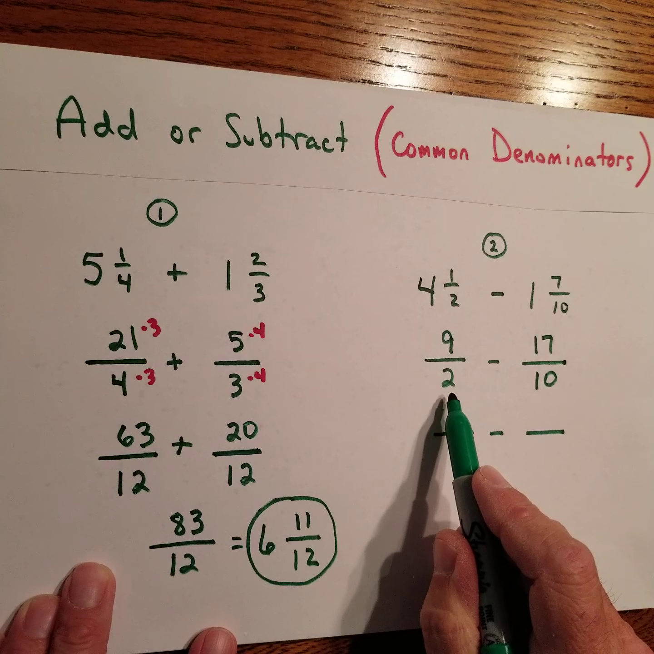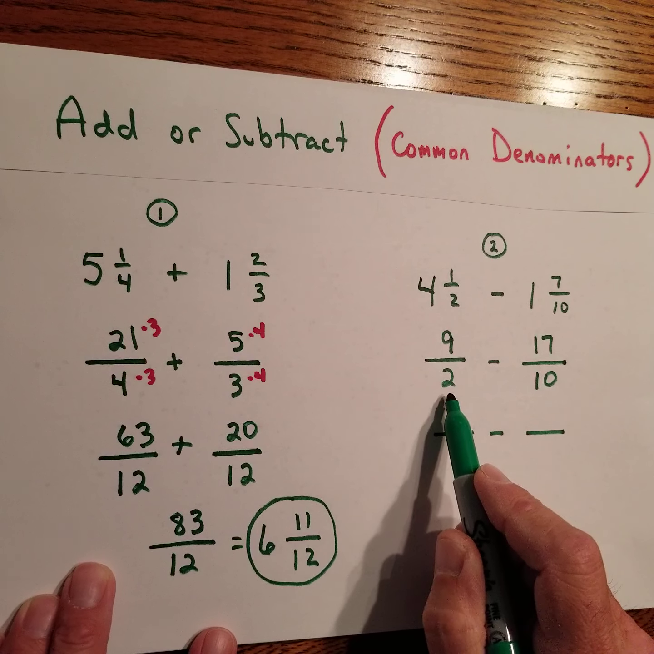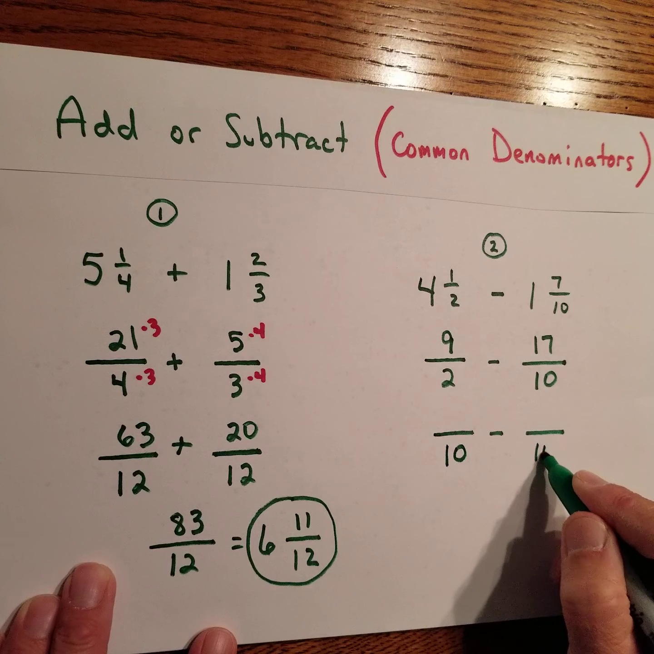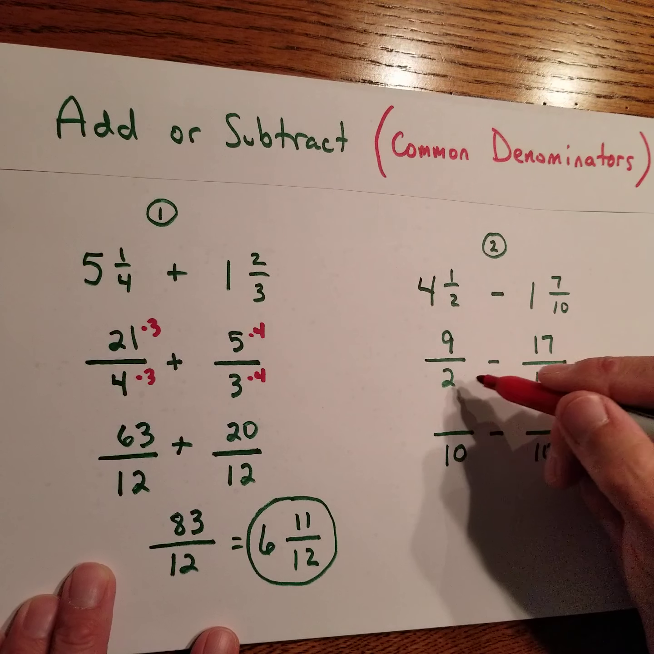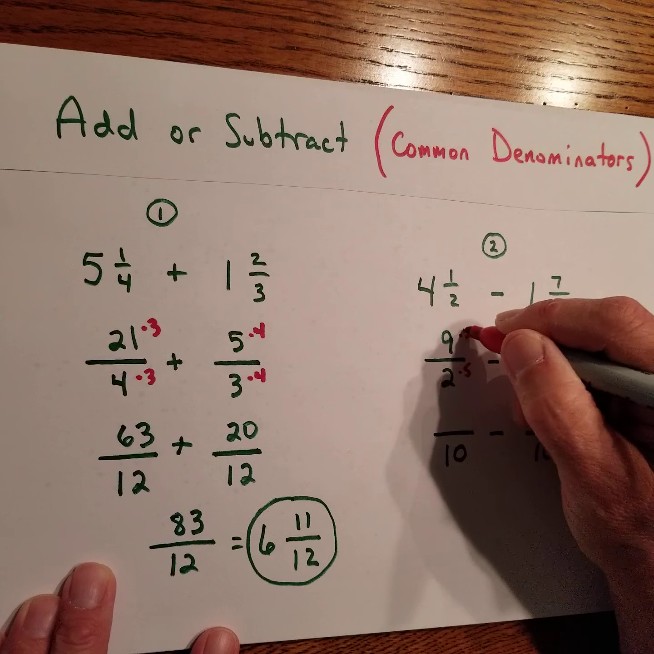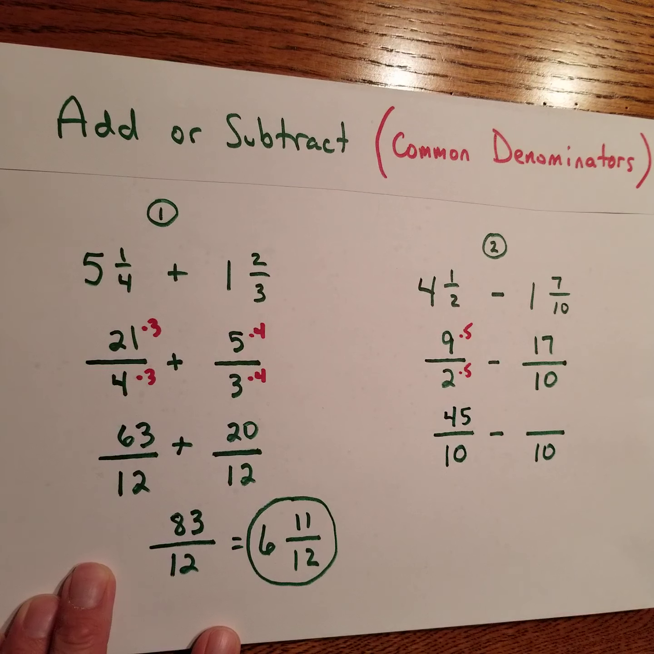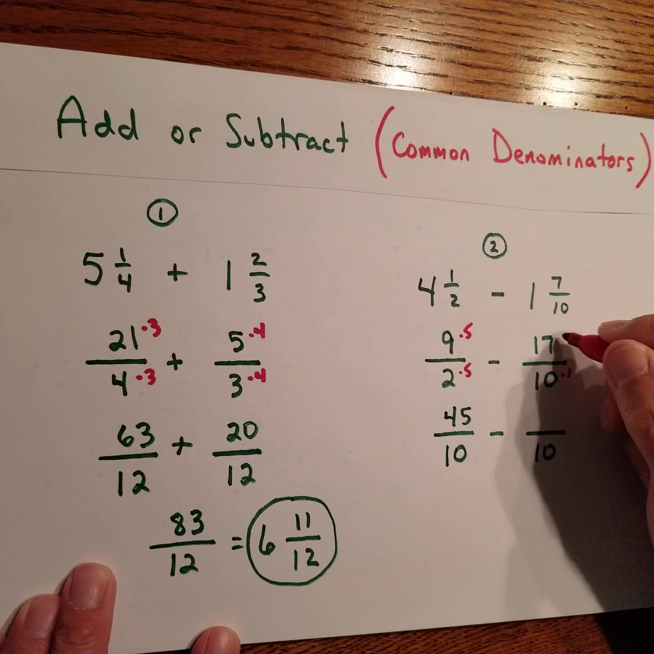So I'll notice that 2 divides evenly into 10. When the small denominator divides evenly into the big denominator, that tells me that the big denominator is a good common denominator. Now for the numerators. What do you multiply times 2 to get 10? And what do you multiply times 10 to get itself?